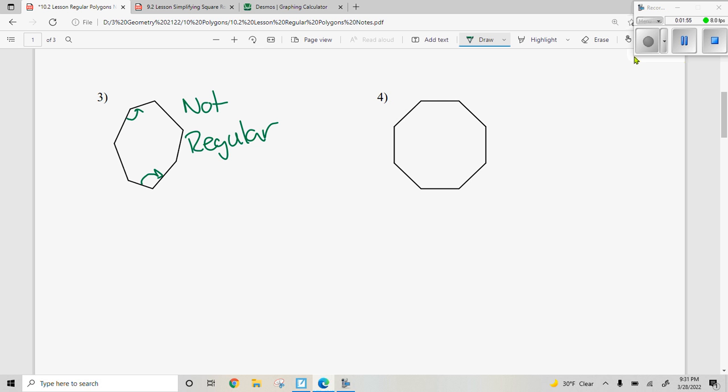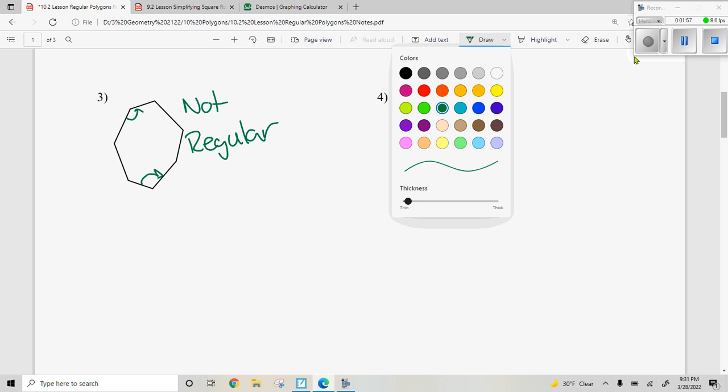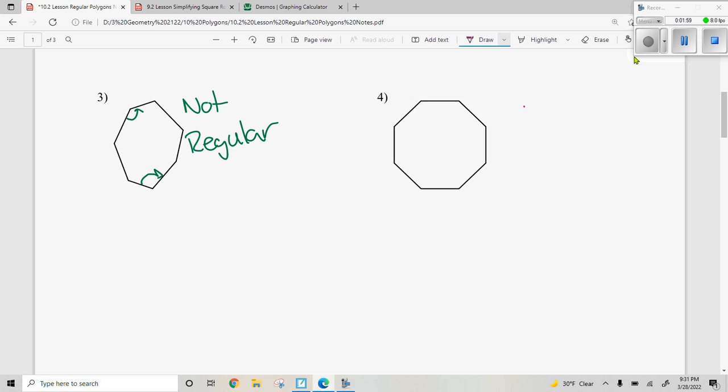but this one is. There is our regular octagon, eight-sided shape. Looks like a stop sign. That's the shape of a stop sign, a regular octagon.